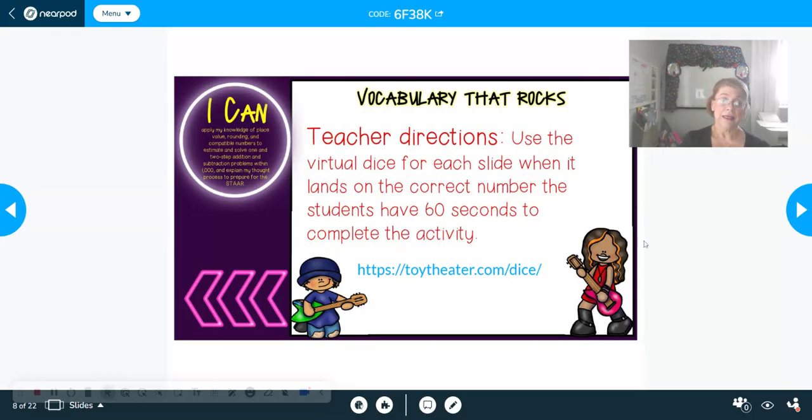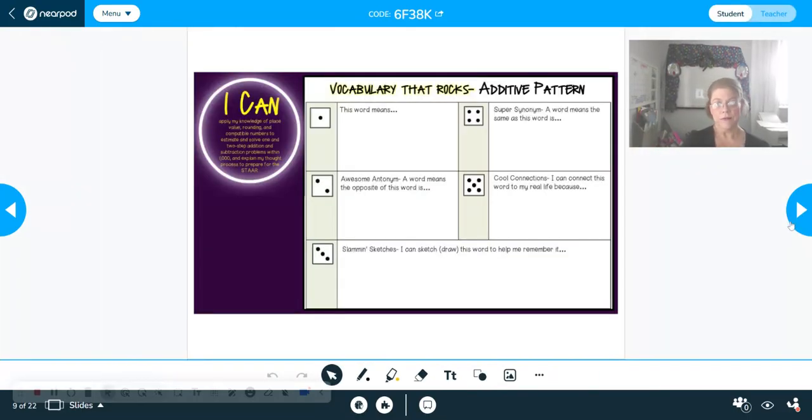Here is the link. So here is what you do. Let's say it's additive pattern. You roll the dice, and it lands on a 1, they're going to write their own definition of additive pattern. You could also have the definition page shared as well. And then they write their own definition, and then roll it again.